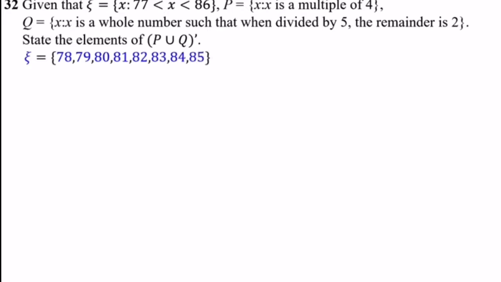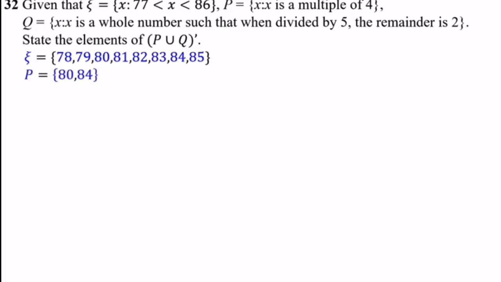And then for multiples of 4, it must be from the universal set. You cannot list out 4, 8, no, because the universal set was given. So we have to find the ones which are divisible by 4. So for set P, we have 80, 84, just 2 only, right?